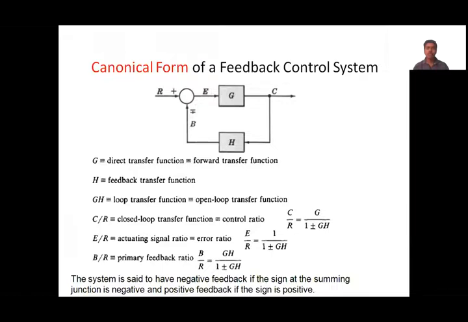And what is the error ratio? E by R, error to input signal. This is E by R, that is nothing but 1 by 1 plus or minus GH. And what is the primary feedback ratio? So B is nothing but the feedback signal B, which is equal to C into H by the R. So it is giving GH by 1 plus or minus GH. All these parameters we can find when we represent the block diagram in a canonical form. So this is the canonical form representation of a feedback control system.